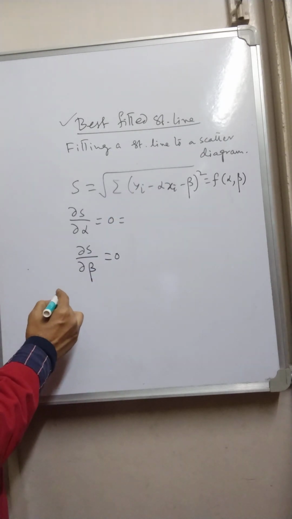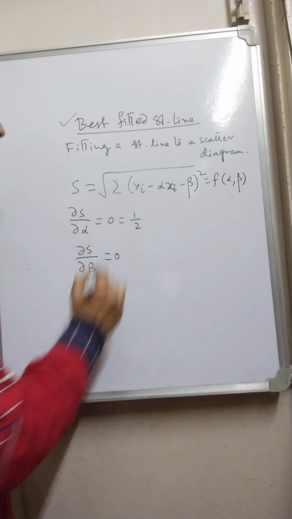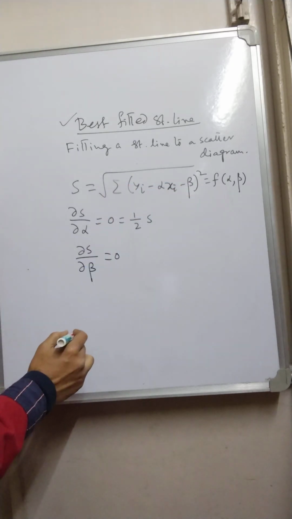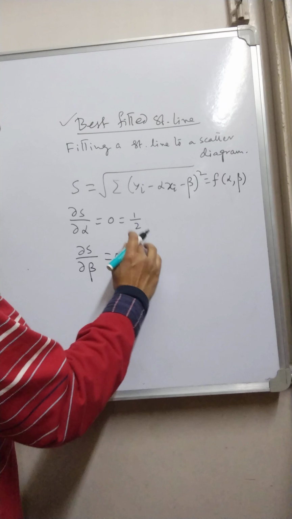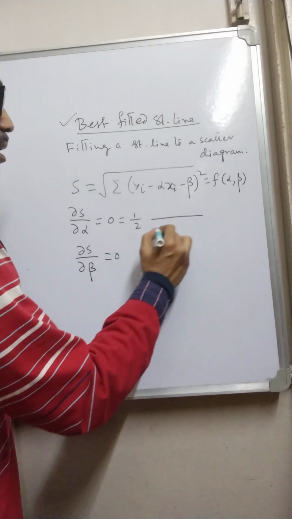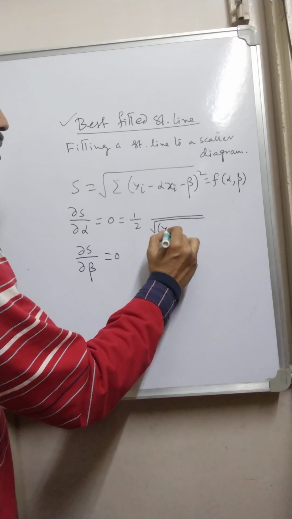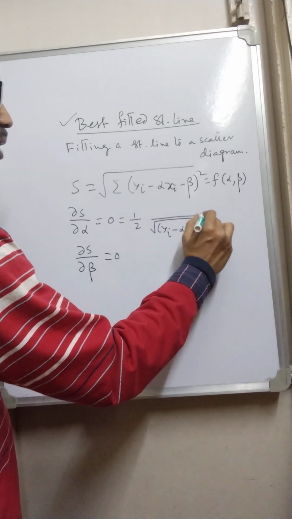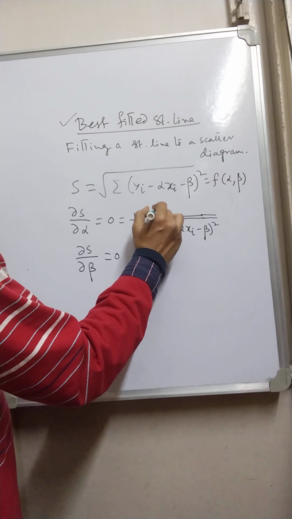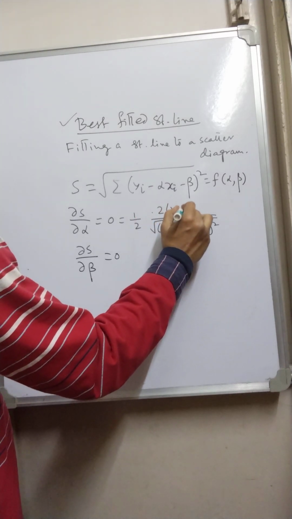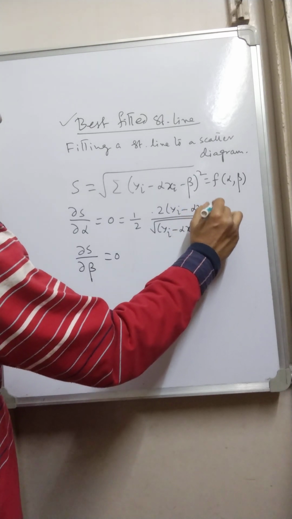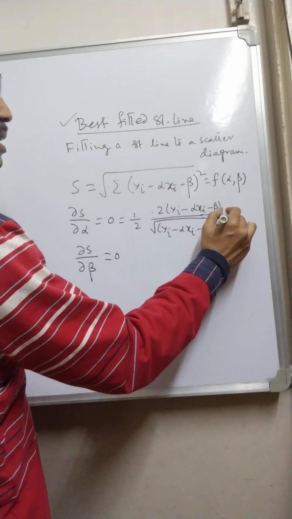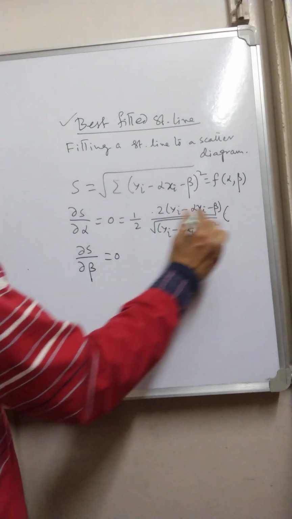when you take the derivative of this, it turns out to be half of s to the power minus half, where s is this, so we have half times 1 over the root of (yi minus alpha xi minus beta) whole square, and here we have 2 times (yi minus alpha xi minus beta) into the derivative of this with respect to alpha, which gives us minus xi.